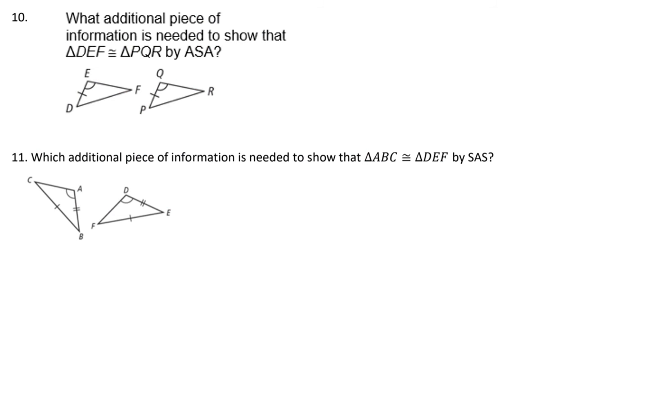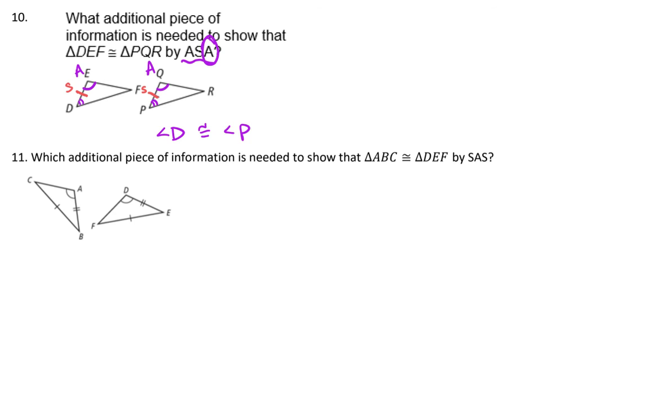Next. What additional piece of information is needed to prove that these triangles are congruent by angle, side, angle? Well, a lot of us missed this question on the quiz. We already have one of the angles. We already have one of the sides. So I need the other A. I've got the A, I've got the S, I just need the other A. And it has to sandwich the side, so I've got to say angle D is congruent to angle P. All right, it can be that easy. A lot of us missed that.